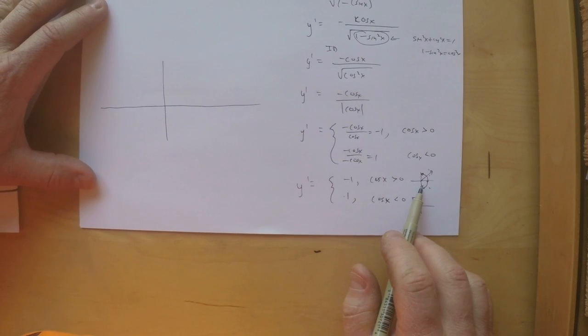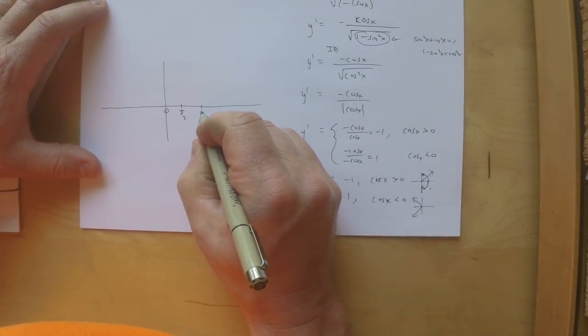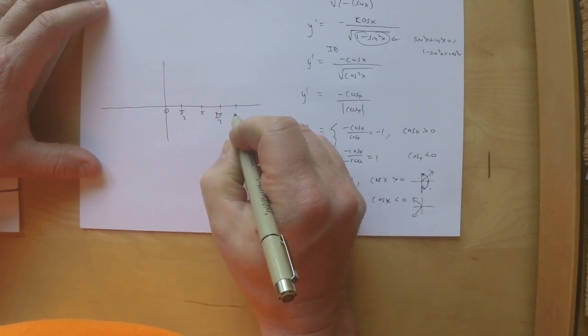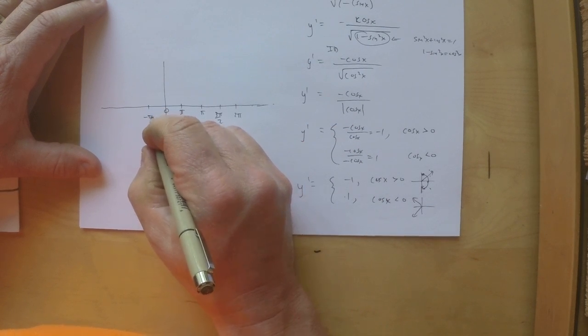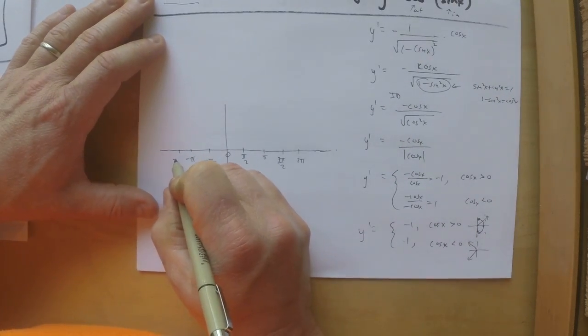So let's just think about this for a second. Let me just break this up into the quadrants here. So here's 0. Let's make this pi over 2. Let's make this pi. 3 pi over 2. 2 pi. And you can keep going. And let's go the other direction too, just for the fun of it.